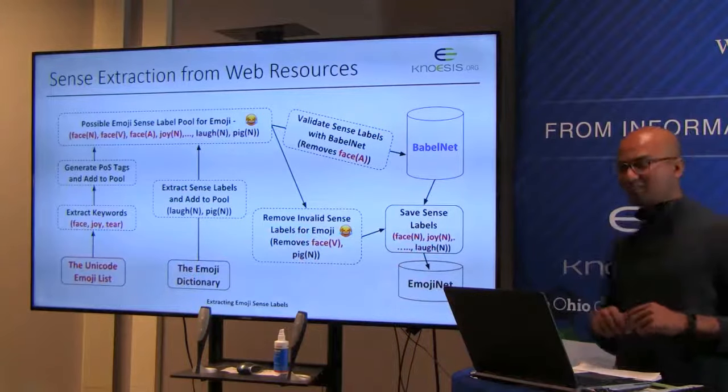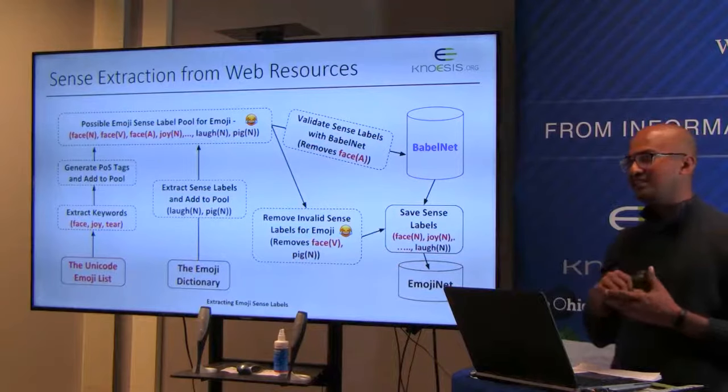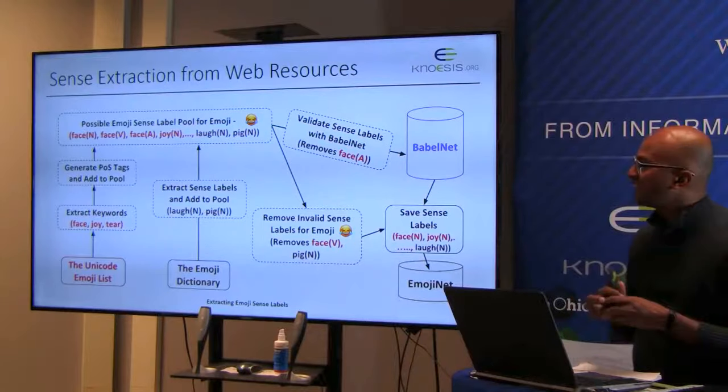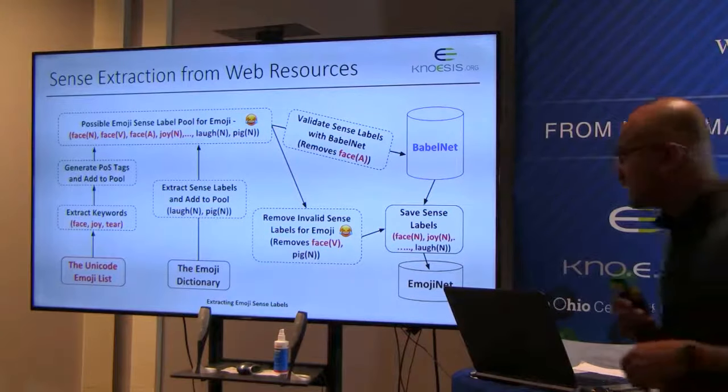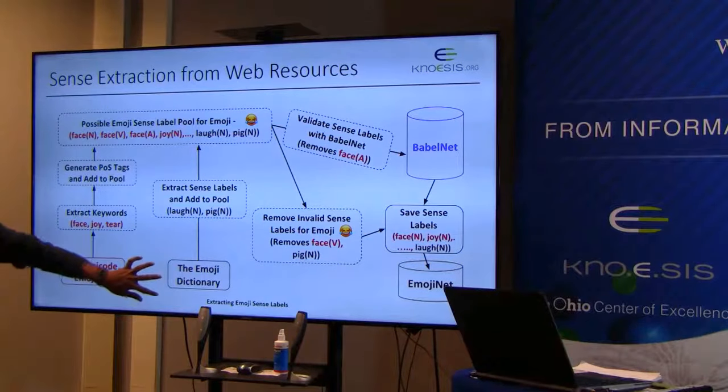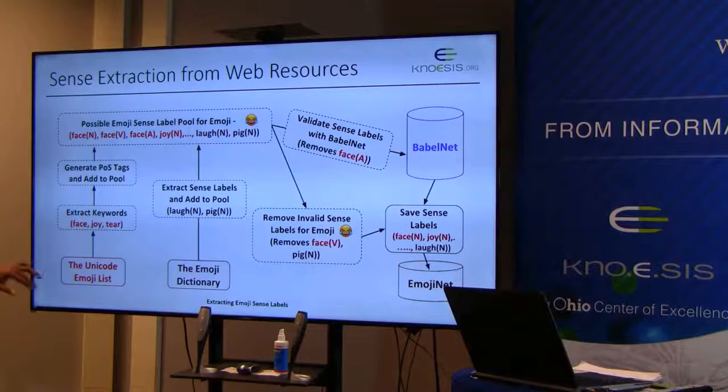Okay. So once we did this integration, the next task was to extract the sense labels for each and every emoji. As I said, we could easily extract sense labels from the emoji dictionary because it already had that information. The Unicode emoji list only had keywords, but they were not associated with POS tags. So for each keyword that we extracted for each emoji, we automatically generated three types of POS tags: nouns, verbs, and adjectives.